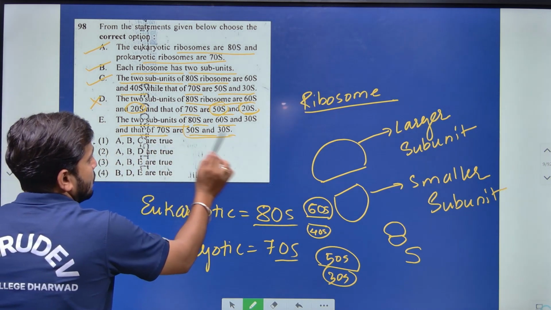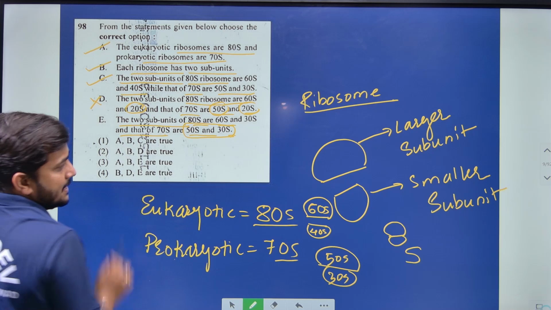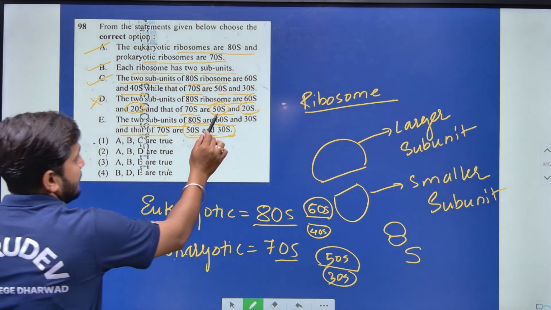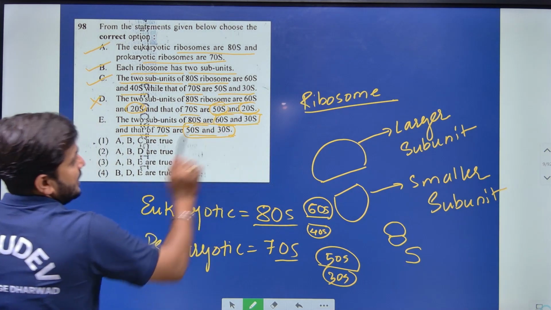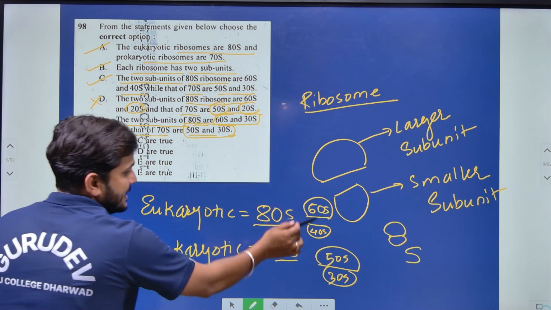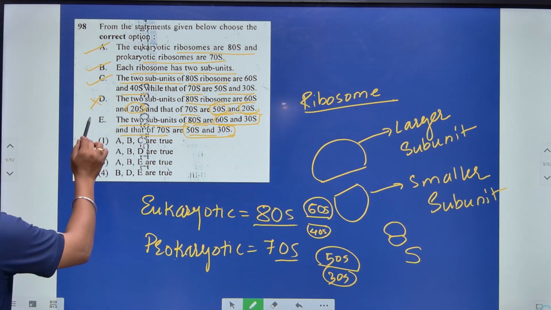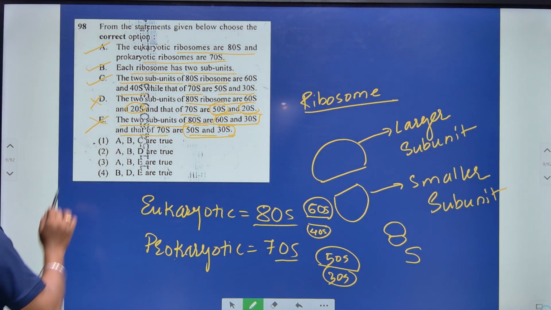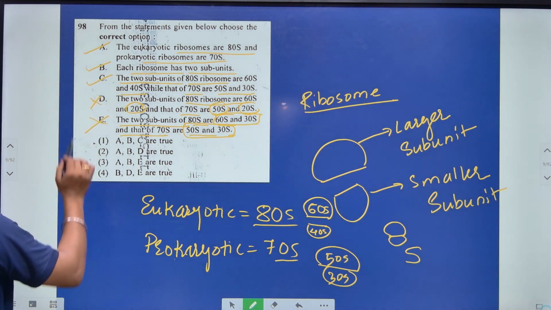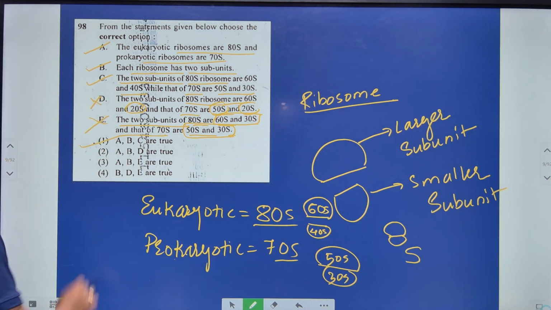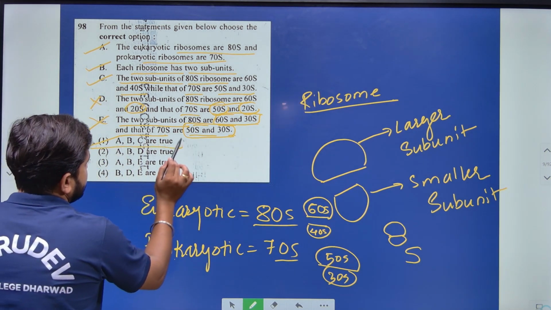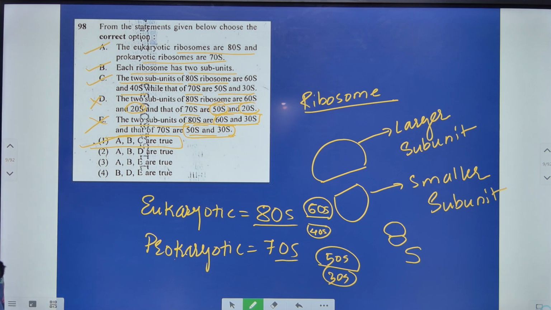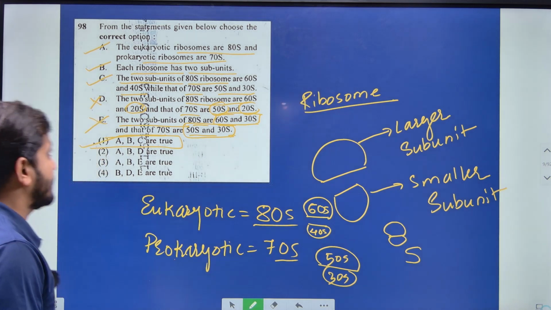70S they have mentioned, actually the correct one is 50S and 30S, but 80S they have mentioned as 60S and 30S, but it is instead 60S and 40S. So here this statement is incorrect. According to that, A, B and C are true. Here option 1 is correct, right.